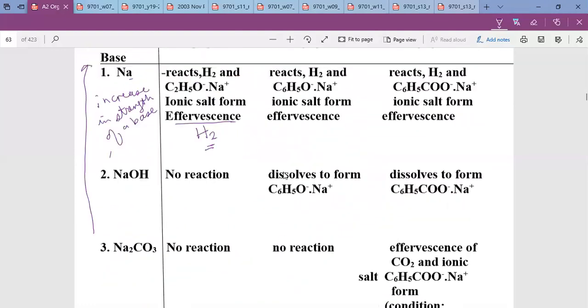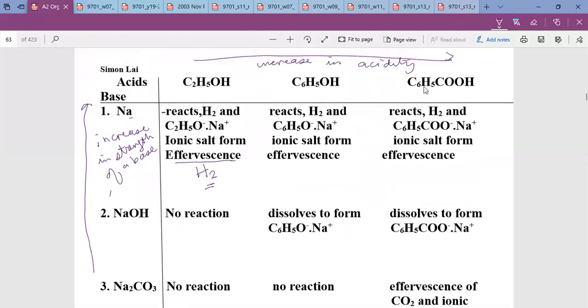For benzoic acid, also the same thing. If I put the equation here, you can see it easier: C6H5COOH. Before I go on, I want to tell you about a problem. Alcohol is a liquid, but phenol and benzoic acid are solids at room temperature. You can't put water to dissolve them, because water reacts with sodium. So to do this reaction, the solid must be melted. You heat it to melt it.